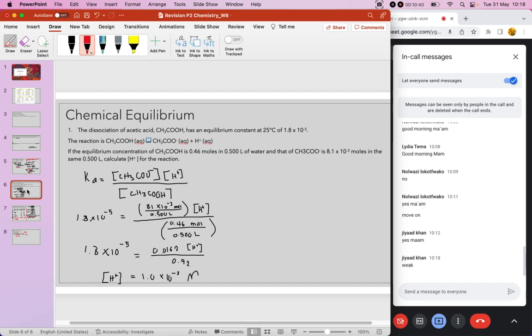Yes, it is a weak acid. So acetic acid is a weak acid. The dissociation of acetic acid has an equilibrium constant at 25 degrees of 1.8 times 10 to the power negative 5.